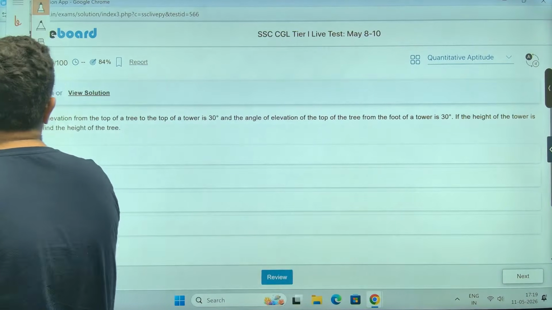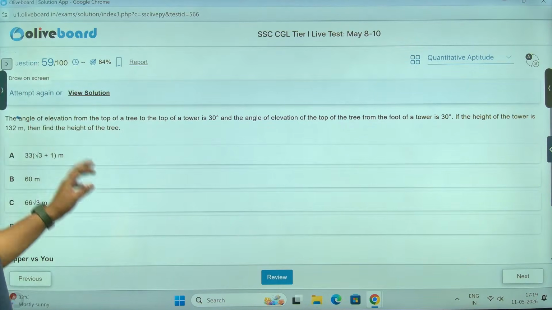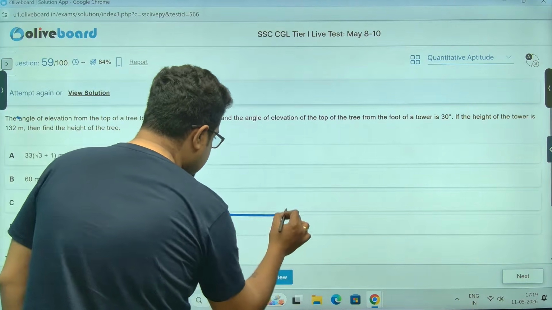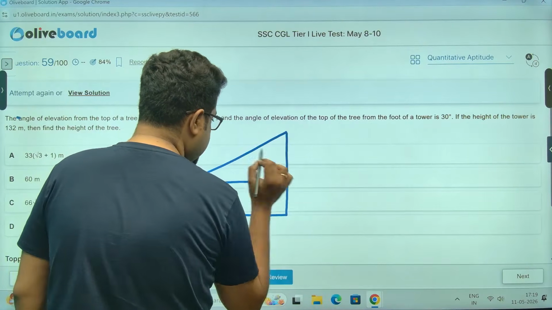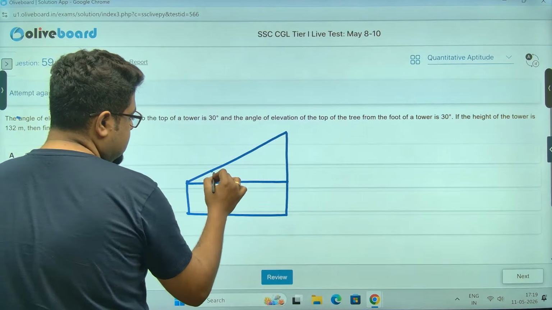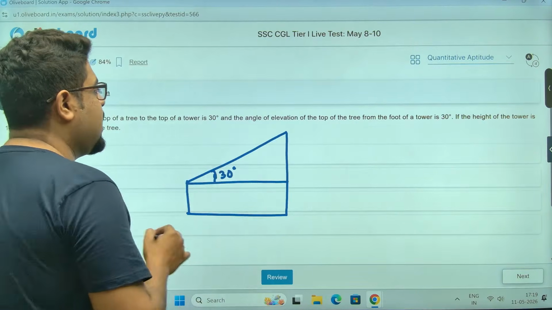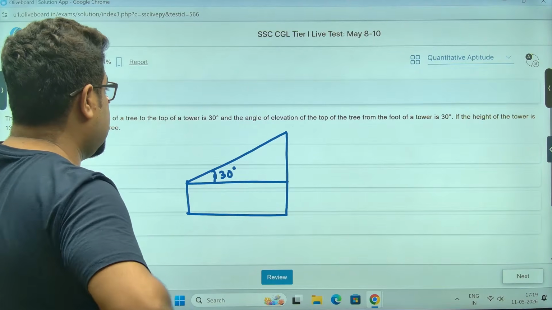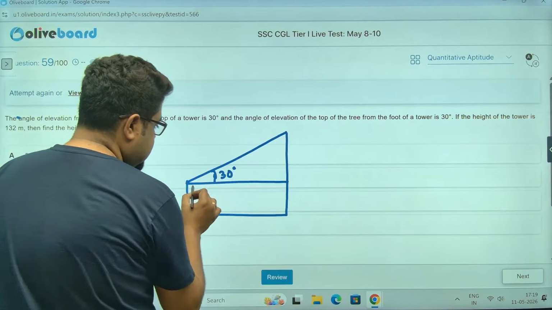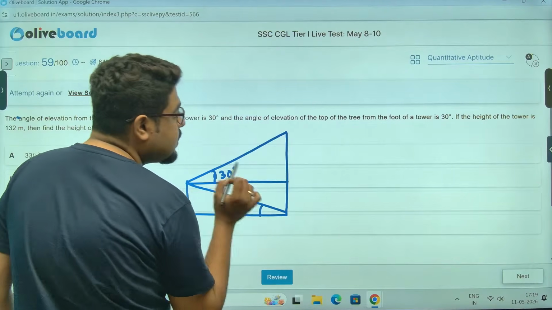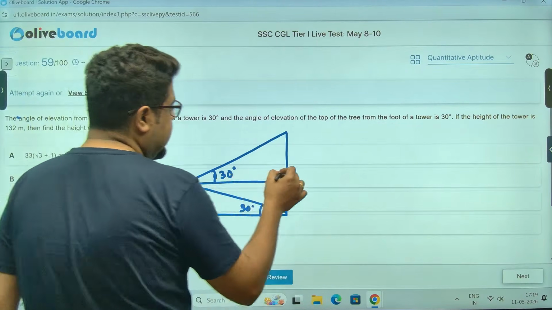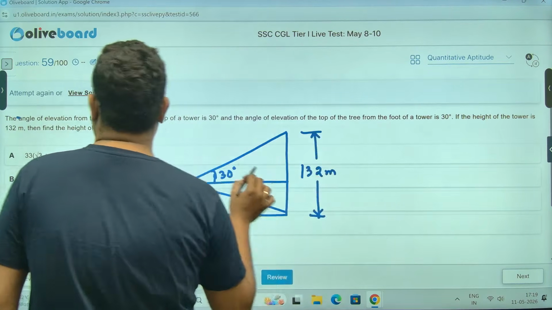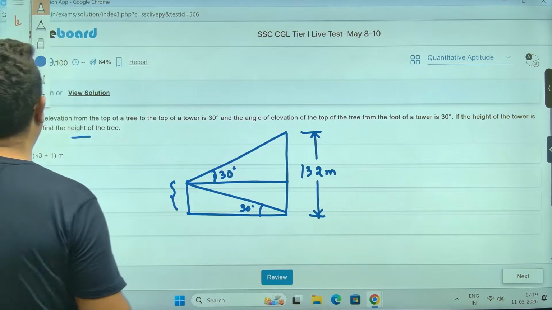Again, a question from a very simple chapter, that is height and distance. Angle of elevation from the top of a tree to the top of a tower is 30 degrees, sir. Angle of elevation from the foot of the tower is also 30 degrees, sir. Height of the tower is 132 meters. They are saying height of the tree, meaning I need to find this, sir.